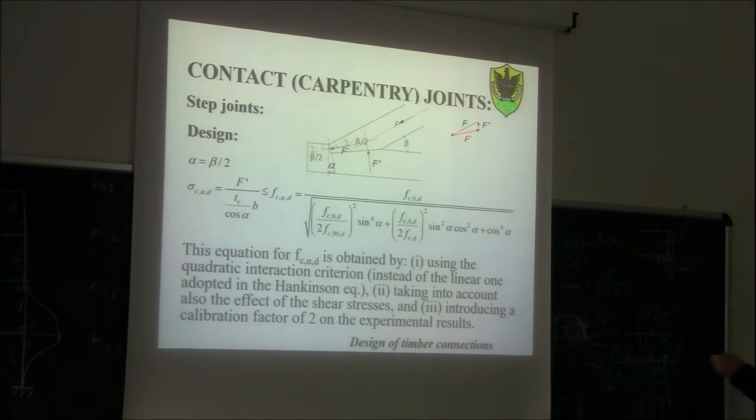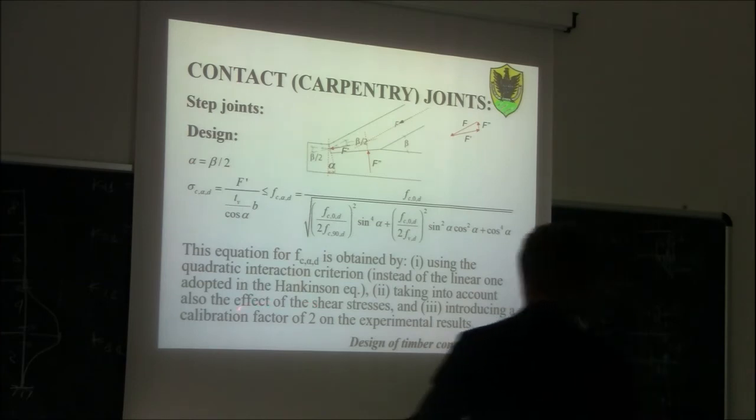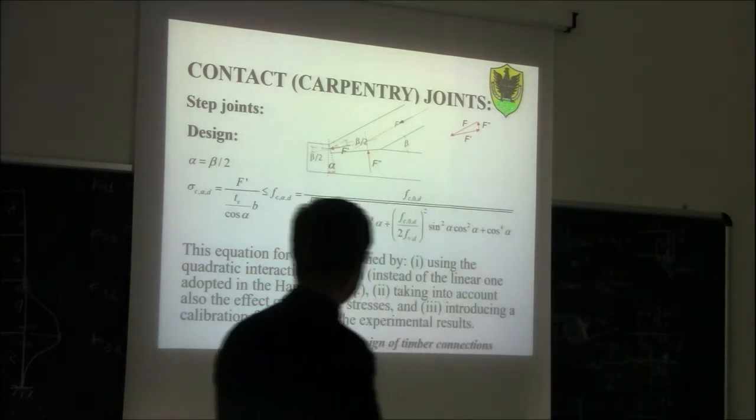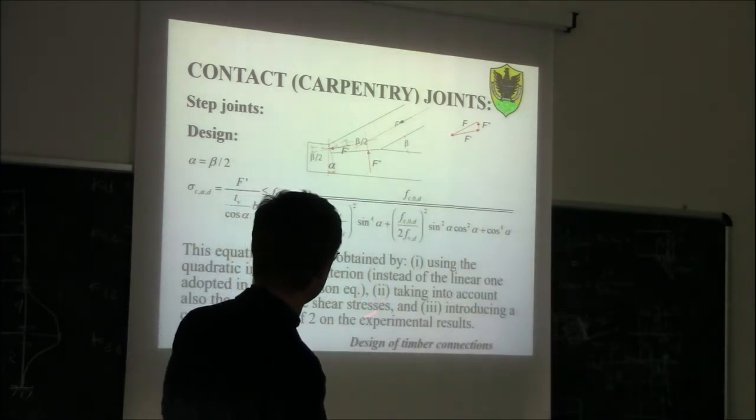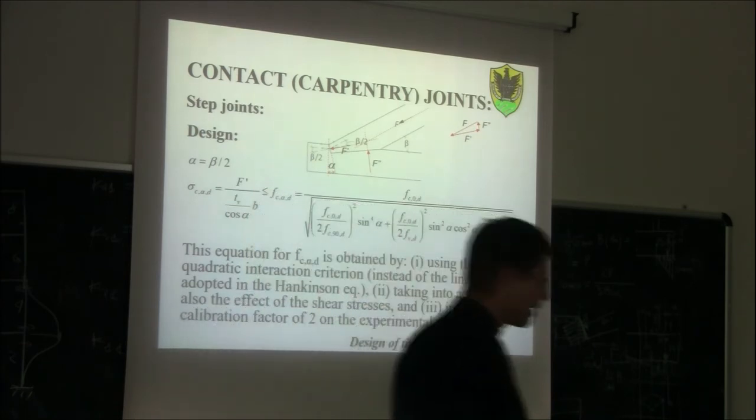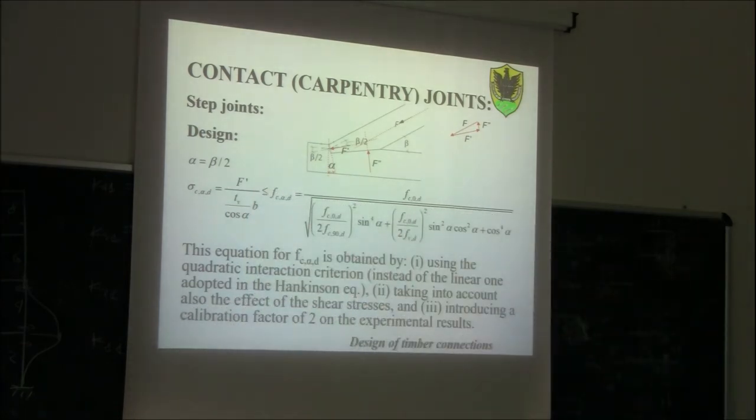So, this equation here is obtained by using the quadratic interaction criterion instead of the linear interaction criterion adopted in the Hankinson equation, which is shortly something about this. It takes into account also the effect of the shear stresses and introduces a calibration factor for the experimental results. And then in the end, what they did, they extended the Hankinson criteria by taking into account the shear stresses and by using quadratic interaction rather than a linear interaction, which is less conservative.